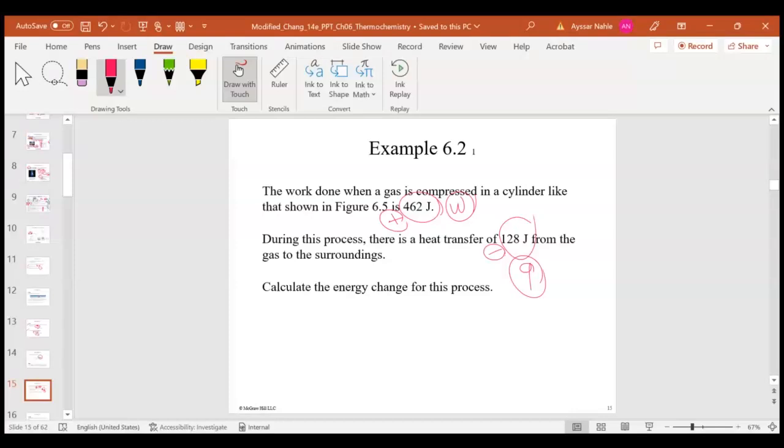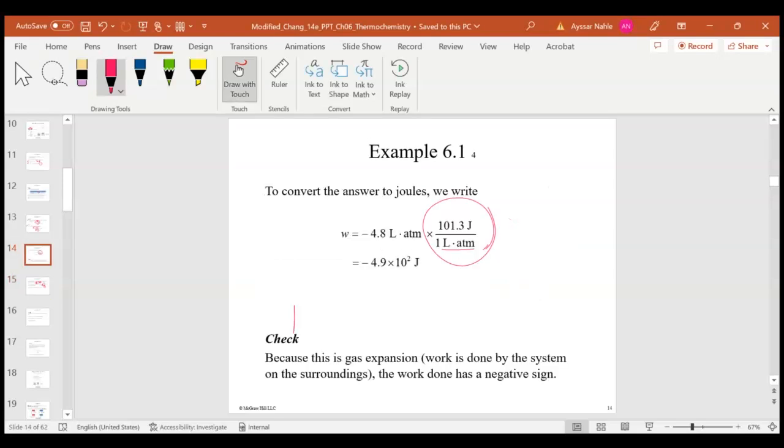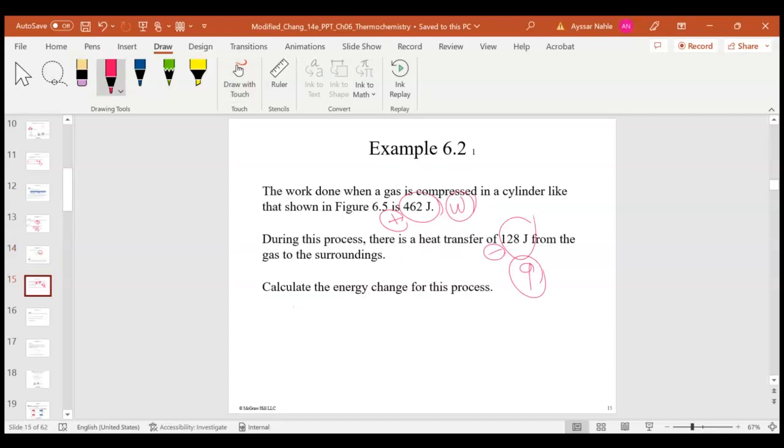Okay, you can see some examples here. Now calculate the energy change. How much will the energy change be? So the energy change will be equal to W plus Q. Right? Now the W, how much is W? This will be equal to plus 462 minus 128. Make the calculation and you get the energy. That's it.